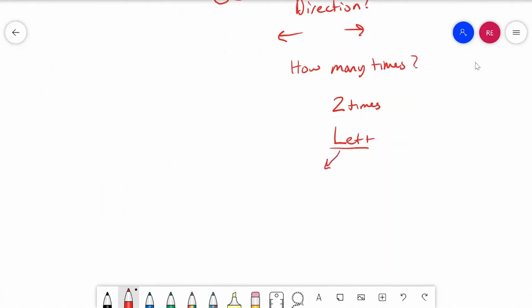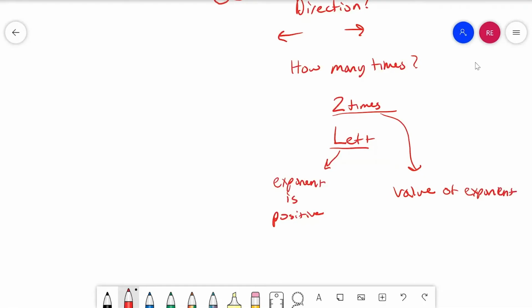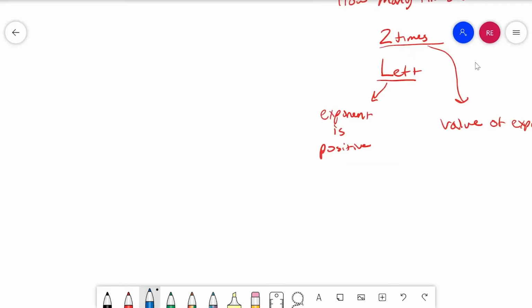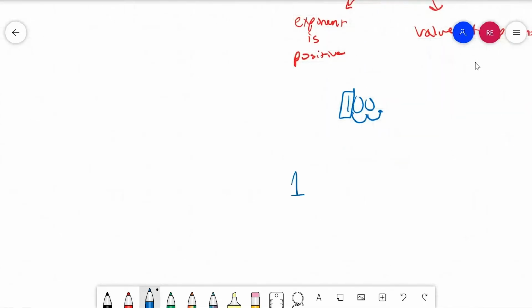Left lets us know that our exponent is positive. And the number of times lets us know the value of our exponent. And so we have the number 100. We move the decimal point to the left 2 times, have the number 1. And so we have 1 times 10. Move the decimal 2 times to the left, positive exponent. 2 is our value, so 10 to the second power. And this equals 100.